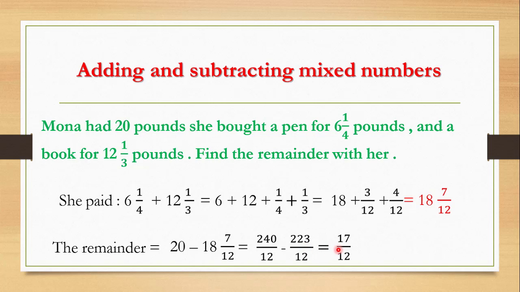The result will be 17 over 12. We can convert it into a mixed number. 17 over 12, the nearest number is 1. So the whole number is 1. 1 times 12 equal 12. So the remainder is 5. 17 minus 12 is 5. So the result is 1 and 5 over 12 pounds.